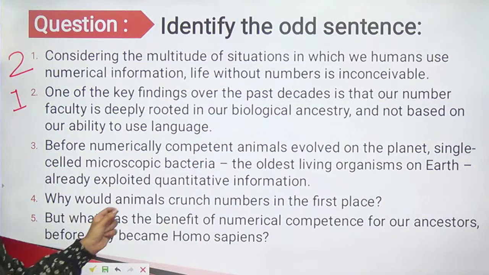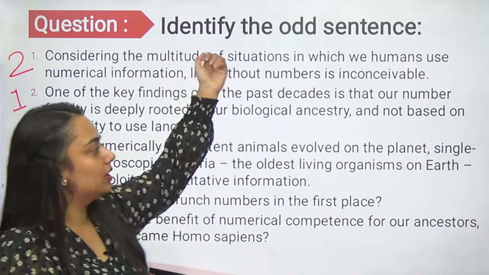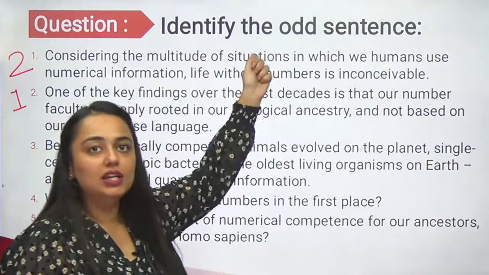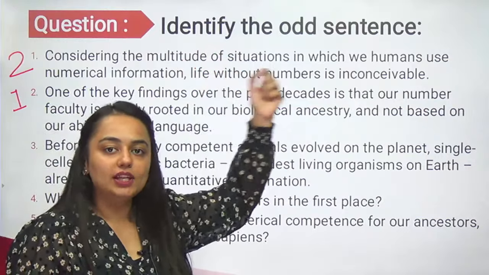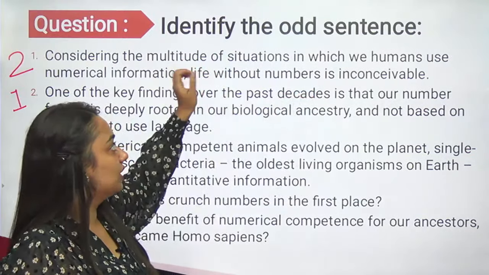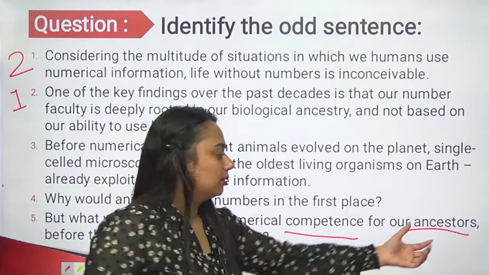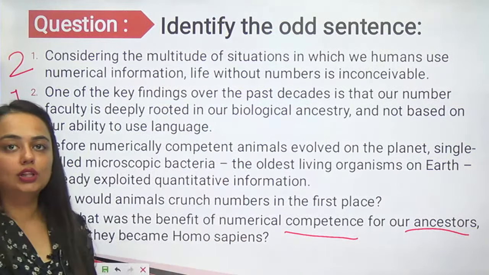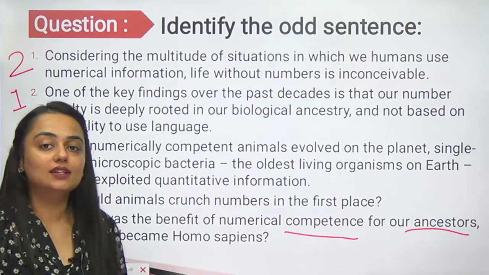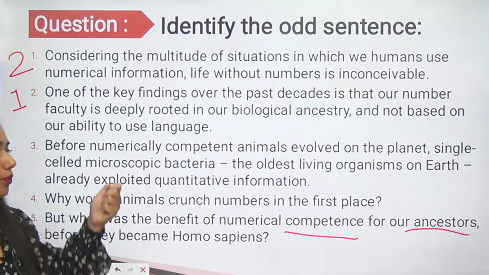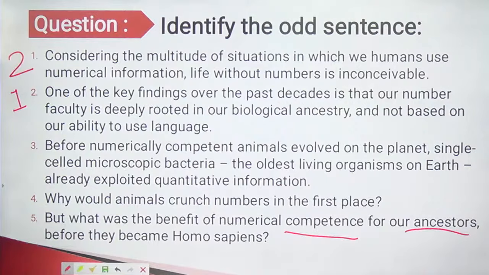But what was the benefit of numerical competence for our ancestors? Because first of all, it has been mentioned that humans have been exploiting or using the multitude of numbers. So this again is talking about our ancestors, showing the speculation, why were our ancestors and how were they able to comprehend this, how were they using the numbers. So this becomes the third.